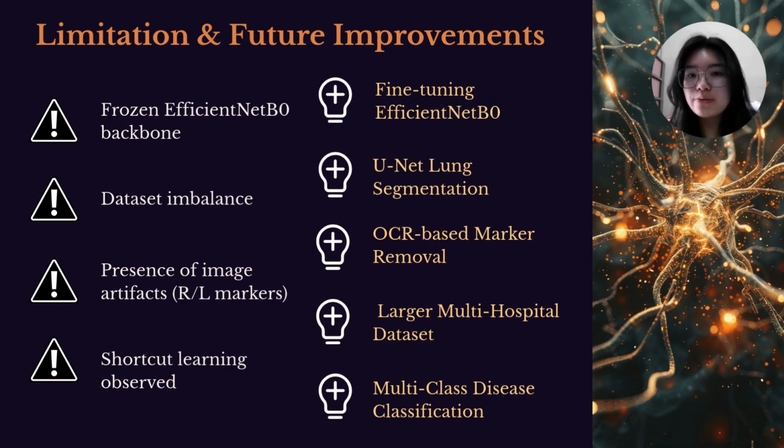Despite achieving strong performance, there are also several limitations. EfficientNetB0 was used only as a frozen feature extractor, and future work could include fine-tuning selected layers. Grad-CAM revealed that the model occasionally relies on image markers such as the letter R and the letter L instead of the lung abnormality. To address this issue, future work could apply U-Net lung segmentation or an OCR-based marker remover. In addition, using a larger multi-hospital dataset could further improve the model's robustness and generalization.